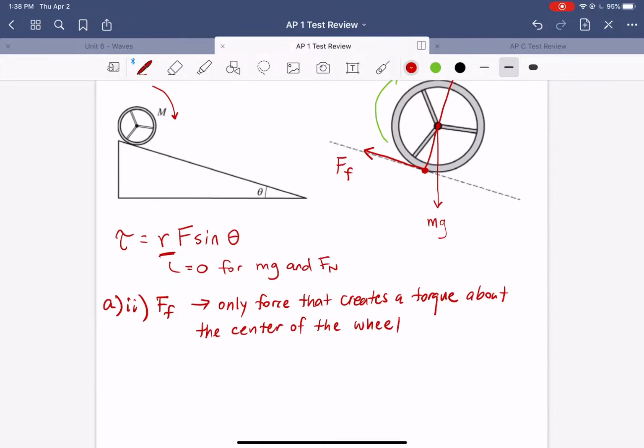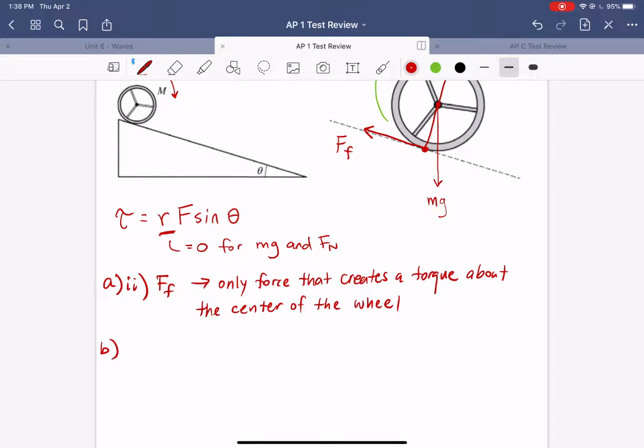All right, so for part B, they want you to do a little bit of calculation here to figure out what the acceleration of the wheel is. They tell you that the friction force is not equal to the maximum value, but it's equal to 40% of the force or force component that's opposite the force of friction.